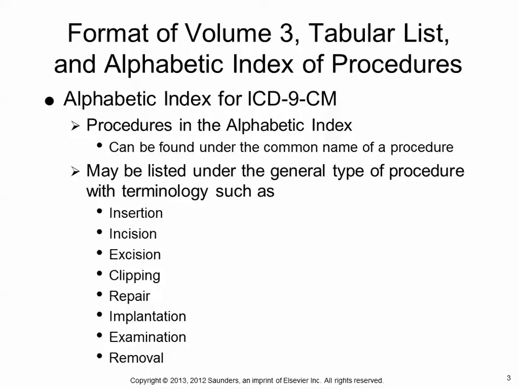All right? Now, you could find them under an eponym, and remember we said an eponym was when something was named after a person. You may find things such as Whipple procedure, etc. Okay? So, that would be the common name of a procedure. If you don't know that, then you can look for that verb.